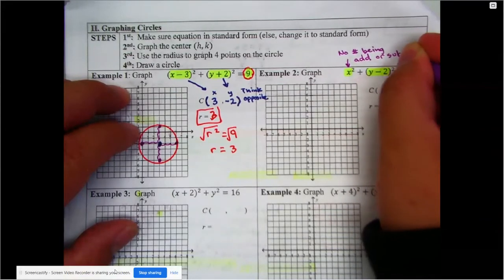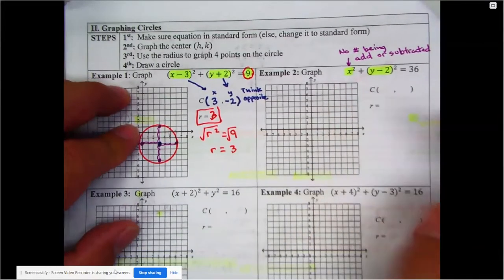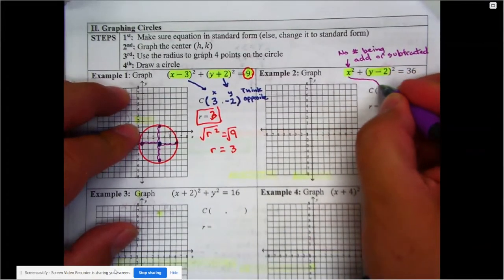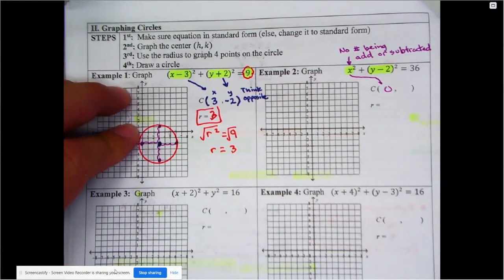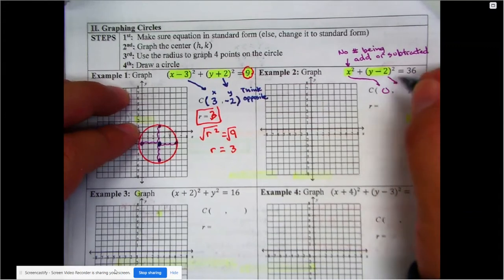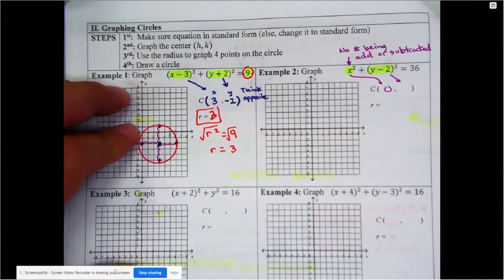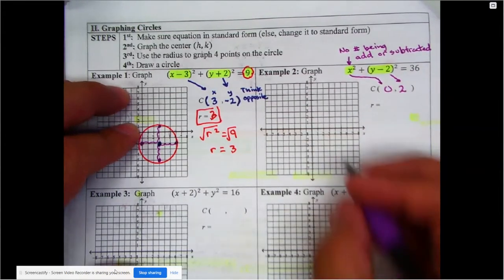Well, then that just means one thing. If there's no number being added or subtracted to the x, then my x value is 0 because there's nothing being added or subtracted there. But when I look at my y, it does have a minus 2. We said we're going to think opposite. Well, then it's positive 2. And just like that, we have our center.